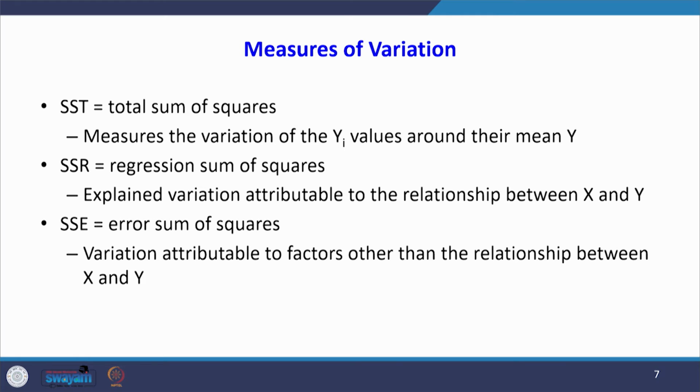Here the meaning of SST is the total sum of squares. It measures the variation of yi values around their mean. SSR is the regression sum of squares, the explained variation attributable to the relation between x and y. SSE is the error sum of squares, the variation attributable to factors other than the relationship between x and y.